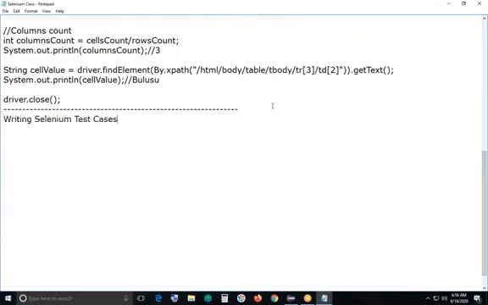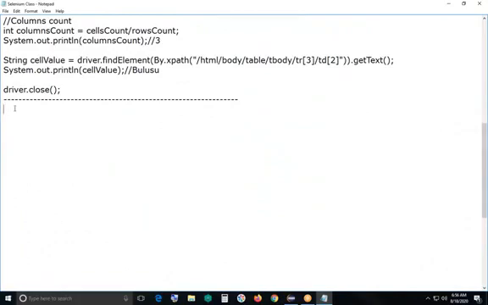Yes, general point, Nirupama, general point. Sir, what are the important tasks of a test engineer? Test engineer, general point. First one, understanding requirements. It is one of the important tasks.